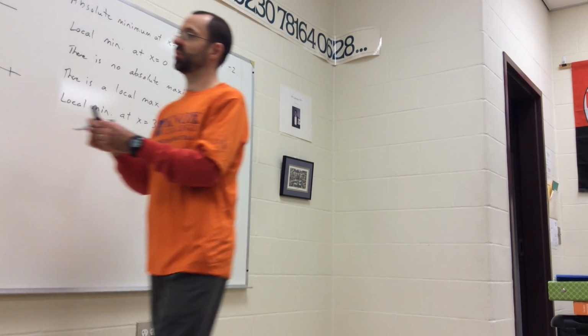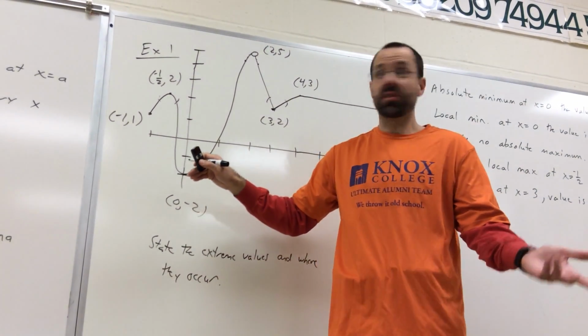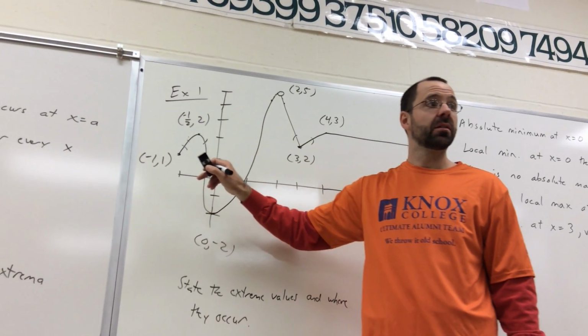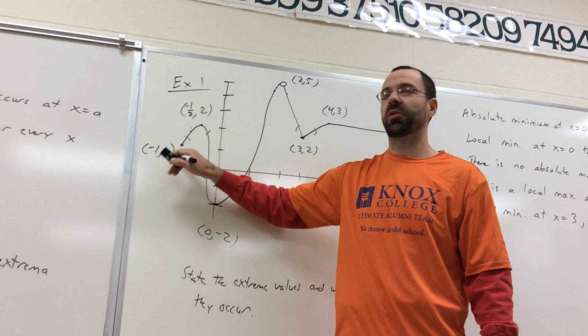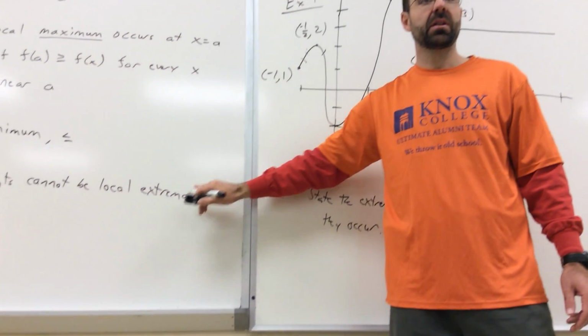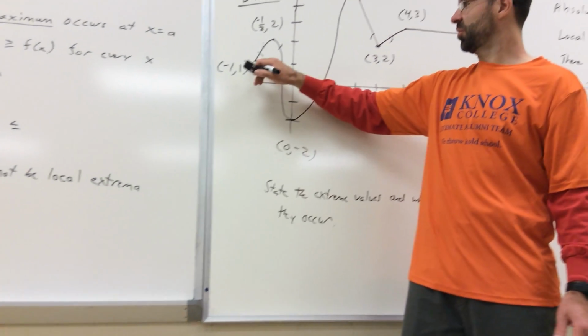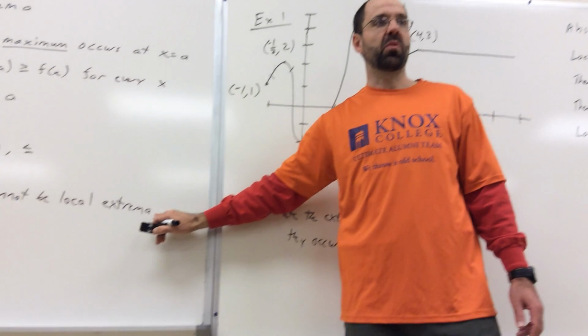How about this one? Is this a local min? It's lower than all the points near it, right? It is, kind of, but the problem is you don't know what's going on over here. Nothing's going on over there, and we've said endpoints can't be local. So if you look at it, it does look lower than the points near it, but we exclude endpoints for locals.